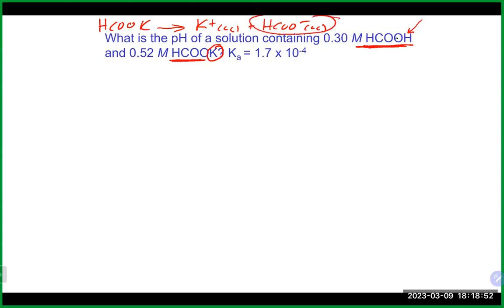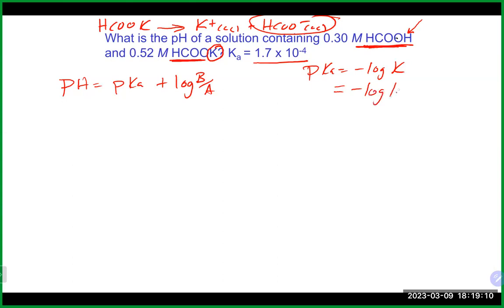We can go directly into the Henderson-Hasselbalch equation, which once again is pH equals pKa plus the log of the base over the acid. Our pKa value here will be minus the log of the Ka, so we'll do that. That gets us minus the log of 1.7 times 10 to the minus 4. That's going to get us 3.77. And that would be 3.77 plus the log of the base.